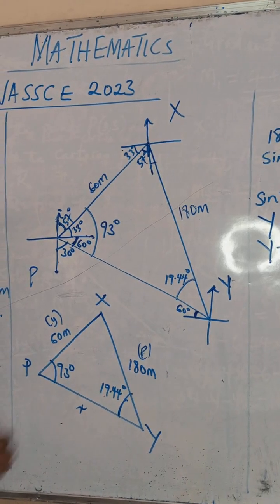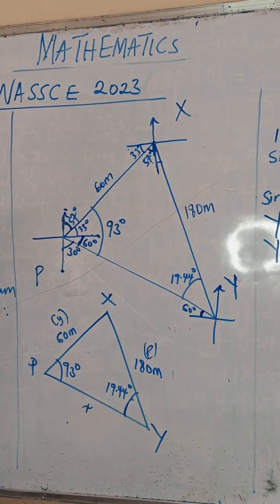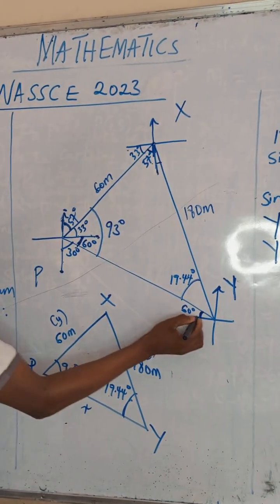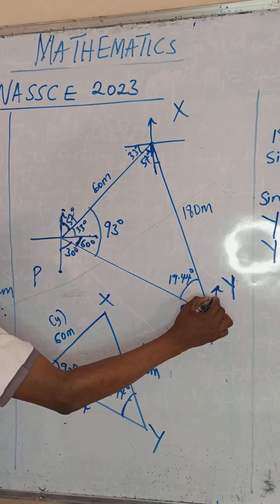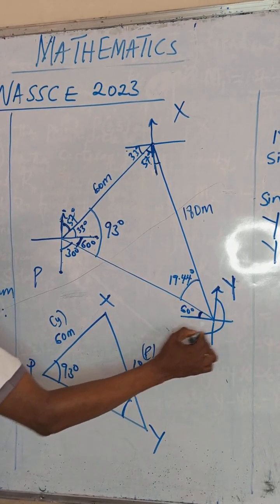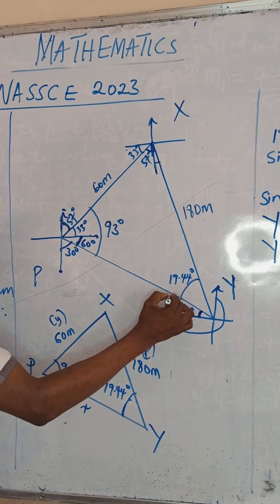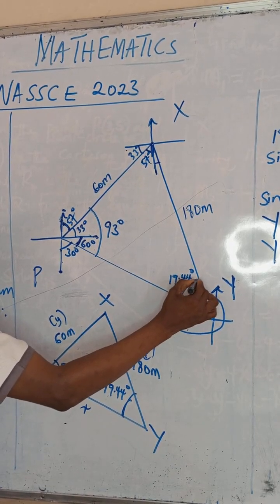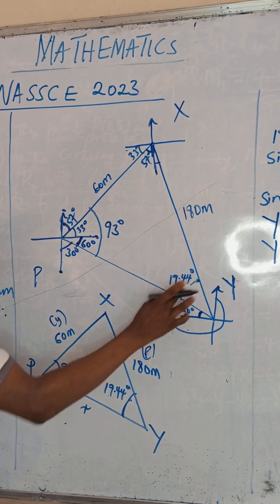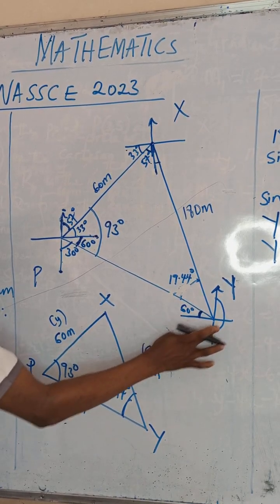So they ask us to get the bearing of X from Y. Let's see it. It means that I'm going to start from the north pole. That is, I'm looking for the angle from the north pole to the line joining X and Y. To this line. Let me redraw it so that you can see it clearly and make it bigger.